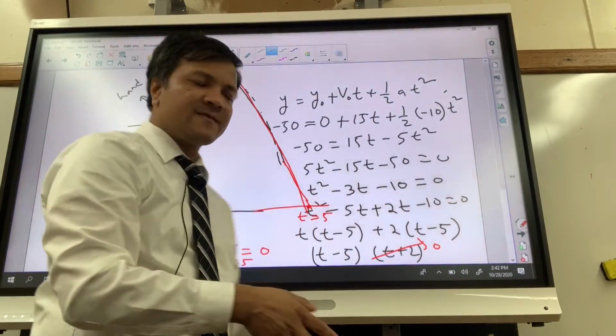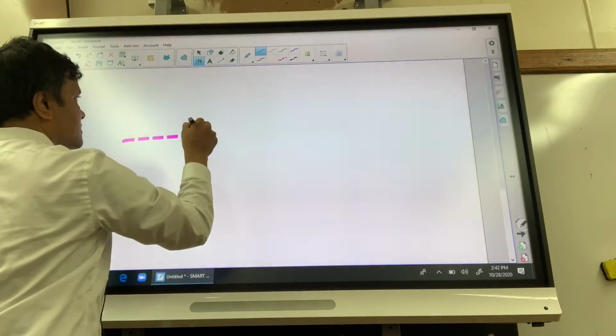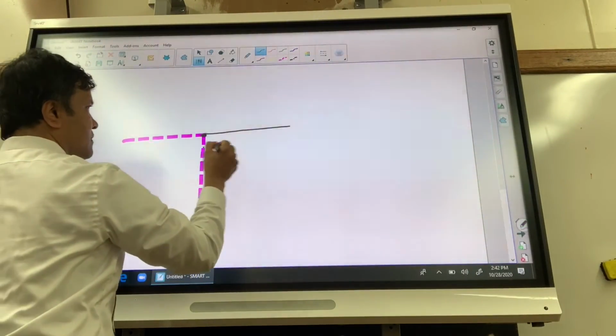So let's put it in a coordinate system. I'm going to now put it in the coordinate system. 5 seconds. So this is my hand. So this is 1.